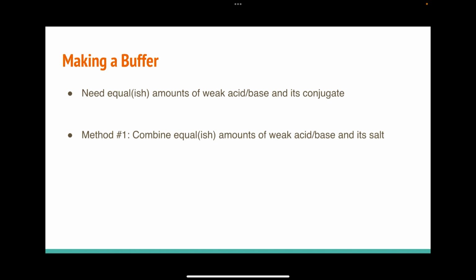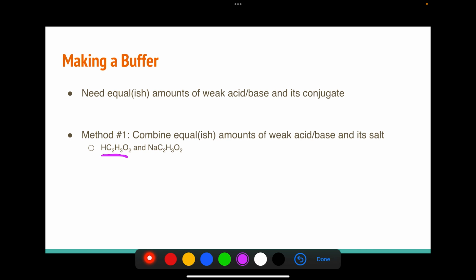First, we could combine equal-ish amounts of the weak acid or base and its salt. So in other words, take some acetic acid, add some sodium acetate to it. That gives us weak acid and its conjugate base present in large quantities in the same solution. Or take some weak base, NH3, and add some ammonium nitrate, which will give us its conjugate acid, NH4+.